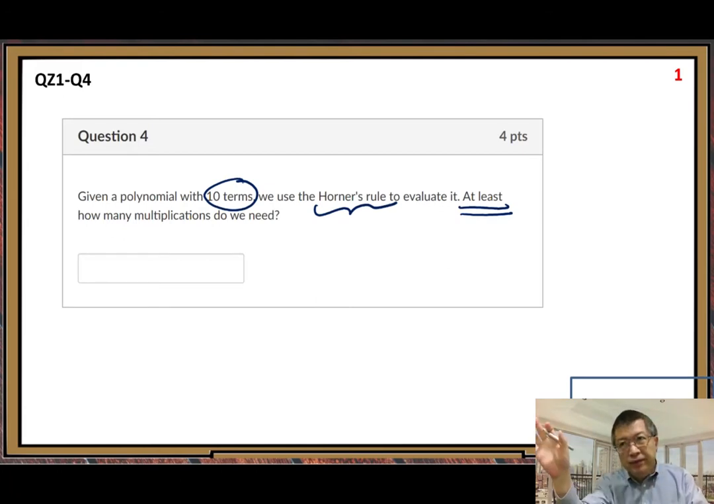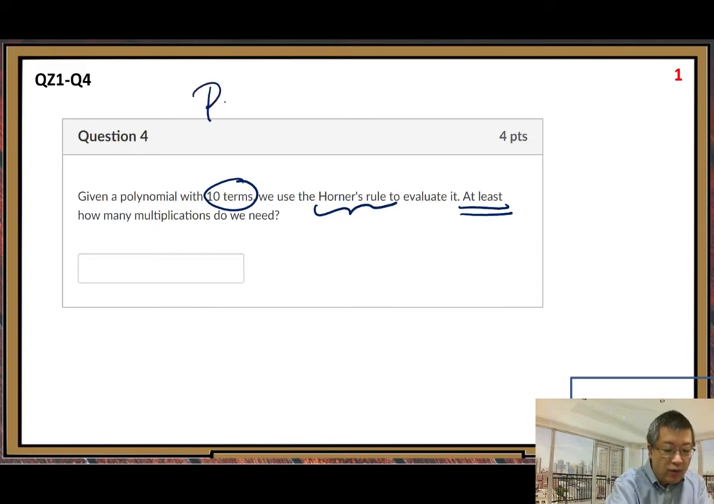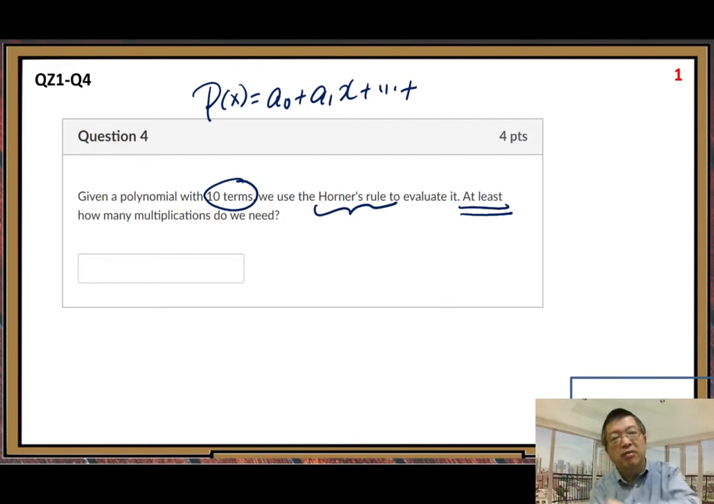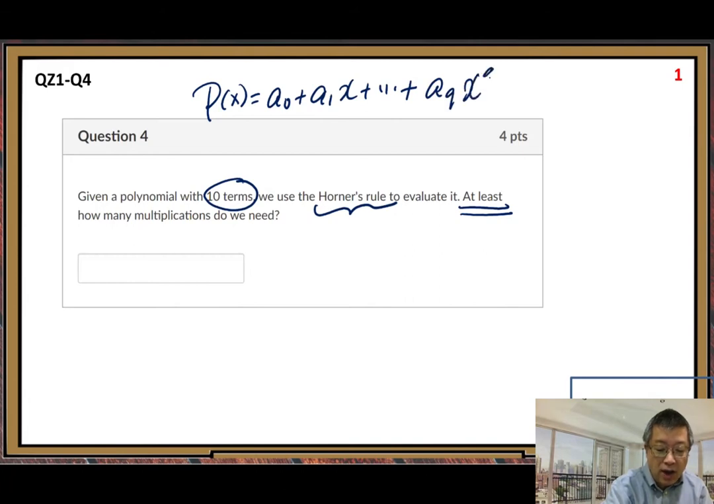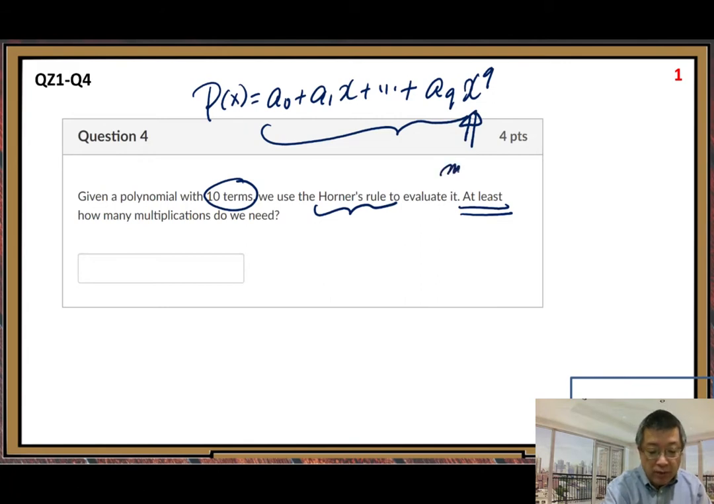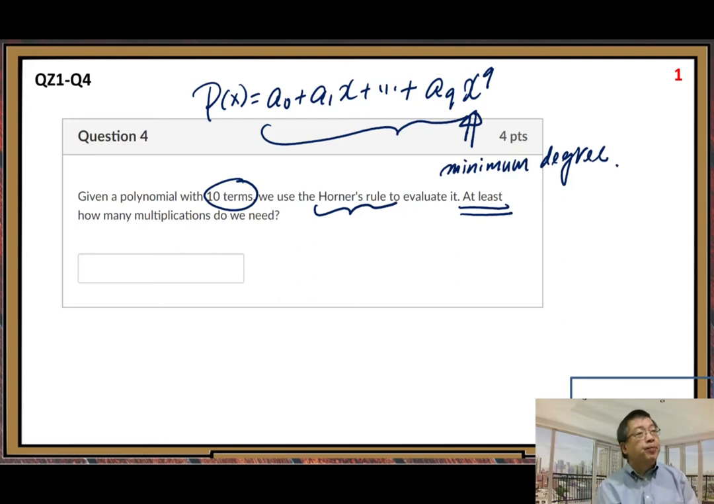Here, 10 terms. If we write the polynomial in this way, 10 consecutive terms, the last one being a9 x to the 9th, we need a minimum number of multiplications, because in this way the leading term has the minimum degree. All right, think about it.